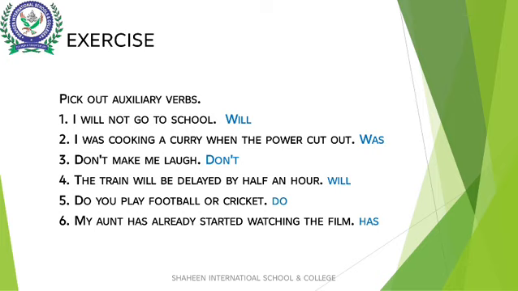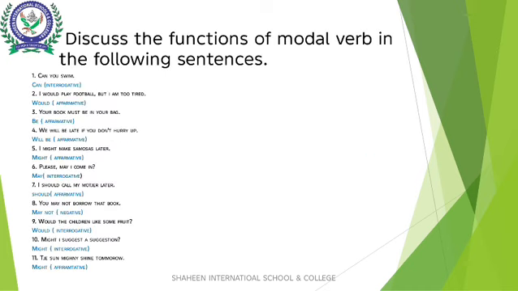I was cooking a curry when the power cut out. Here was is the auxiliary verb. Don't make me laugh. The auxiliary verb is don't. The train will be delayed by half an hour. Here the auxiliary verb is will. Do you play football or not? Here the auxiliary verb is do. My aunt has already started watching the film. Here the auxiliary verb is has. You just have to pick out the auxiliary verb and write it in front of the sentences.